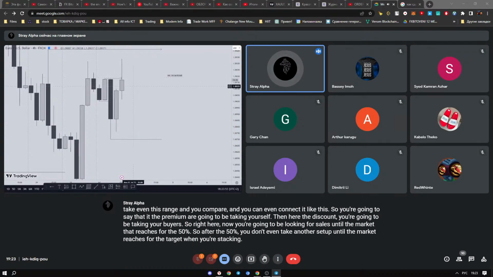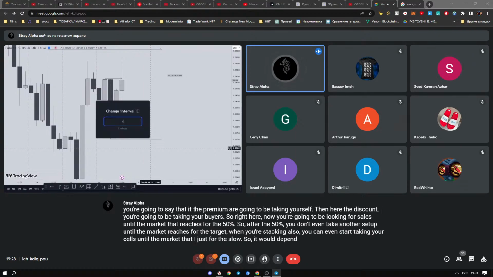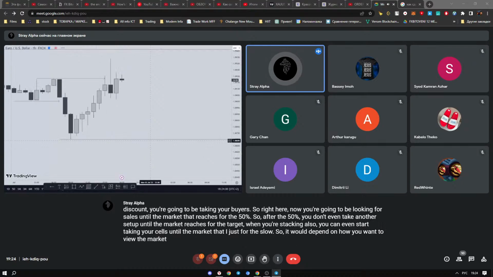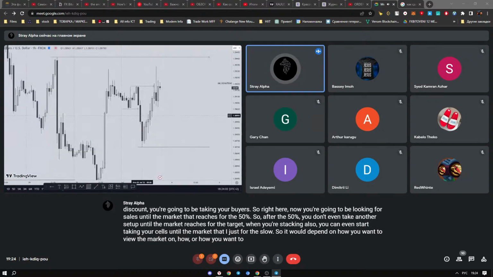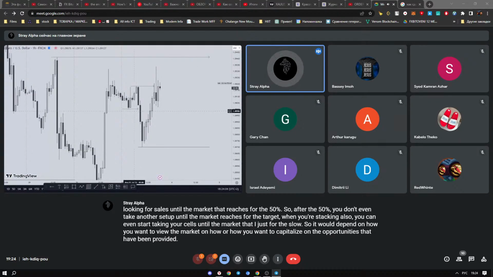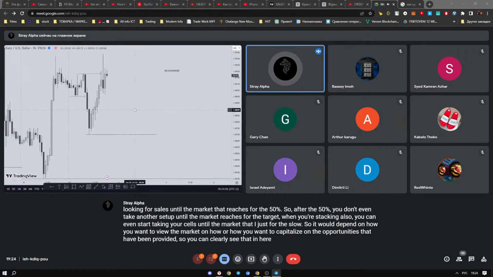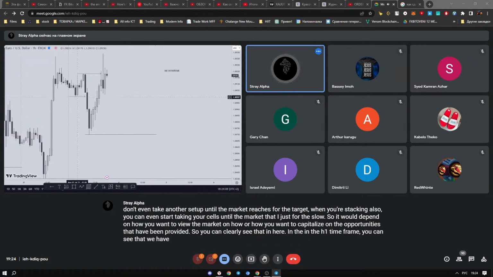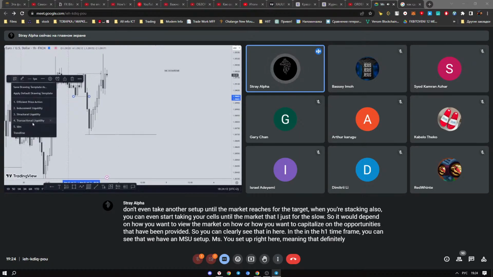Also, you can even start taking your sales until the market reaches for the slow. So it would depend on how you want to view the market, on how you want to capitalize on the opportunities that are being provided. So you can clearly see that here in the H1 time frame, we have an MSU setup, meaning that definitely we are going to be looking for the sales.